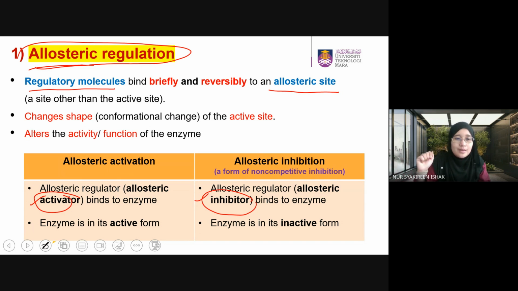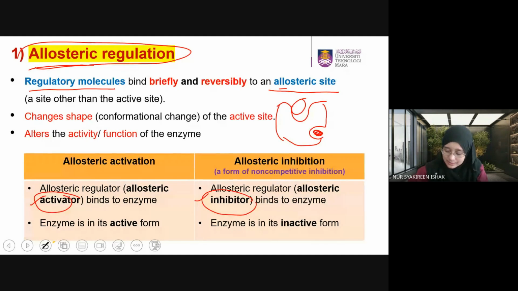So the allosteric site is a site other than the active site. The active site is only for the substrate to bind, but the regulatory molecule binds to the allosteric site. For example, here we have an enzyme. This is the active site where the substrate binds, and it has another site, which is the allosteric site, where another molecule such as an inhibitor or activator can bind. We call it a regulatory molecule.